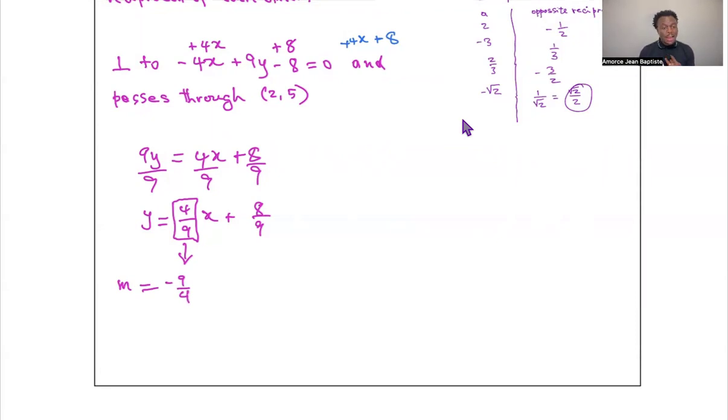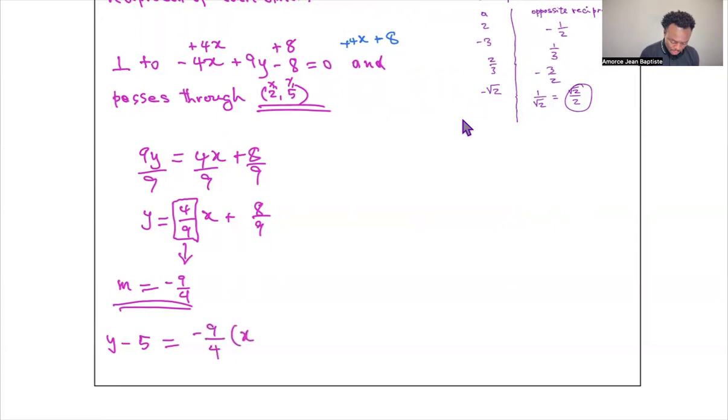Now I have the slope and I have the point, I can find the point slope form, which is y minus 5. 5 is y1, so that's x1, y1 equals negative 9 over 4 x minus 2. That is the point slope form.